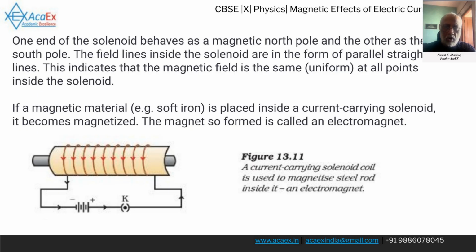One end of the solenoid acts as a magnetic north pole, while the other acts as a south pole. The field lines inside the solenoid are parallel straight lines, indicating that the magnetic field is uniform, the same at all points inside. When a magnetic material like soft iron is placed inside a current-carrying solenoid, it becomes a strong magnet. This is called an electromagnet.